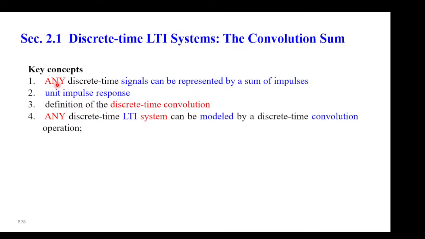First, let's do discrete time, because it's easier. We will show that any discrete signal can be represented by a sum of impulses. Then we'll describe the unit impulse response of an LTI system. And from there, we will see that the LTI system can be modeled by the so-called convolution operation, convolution with the unit impulse response.